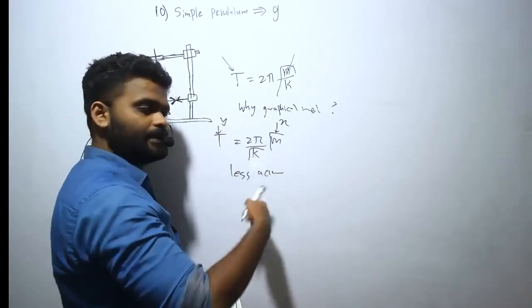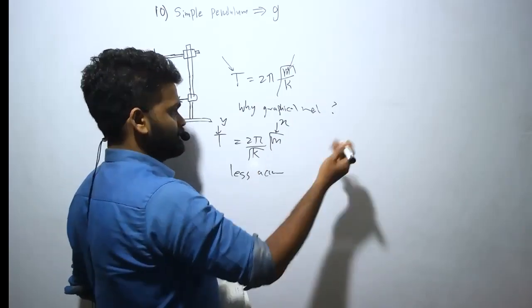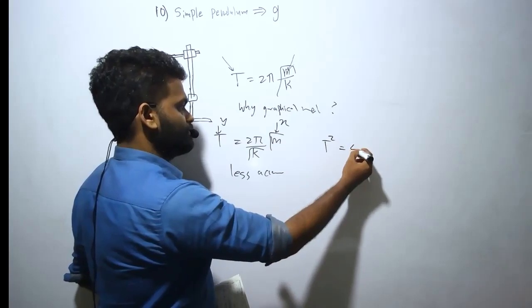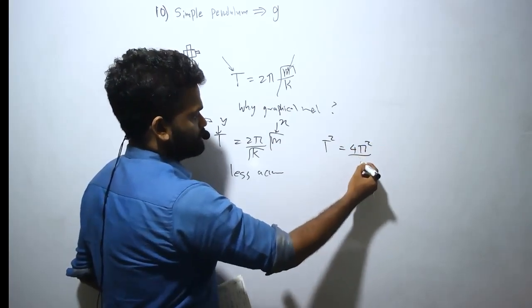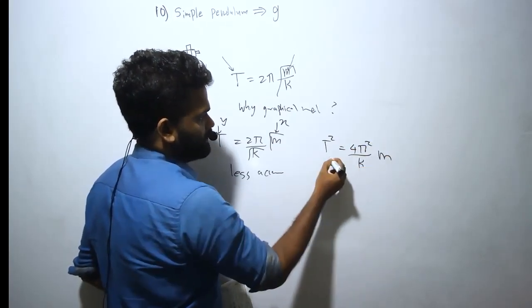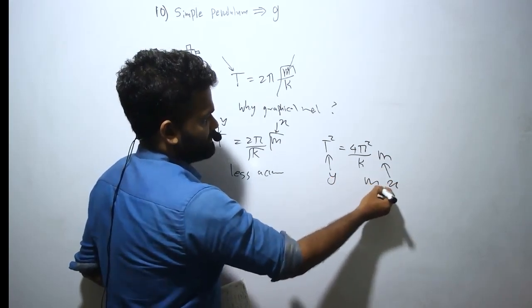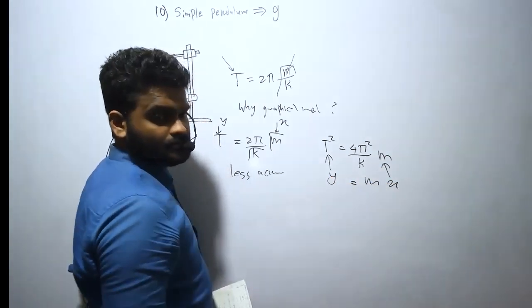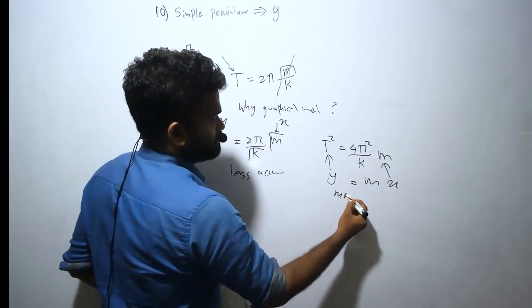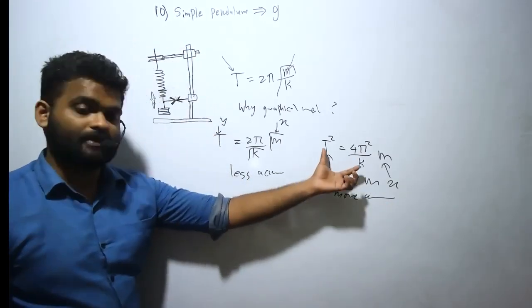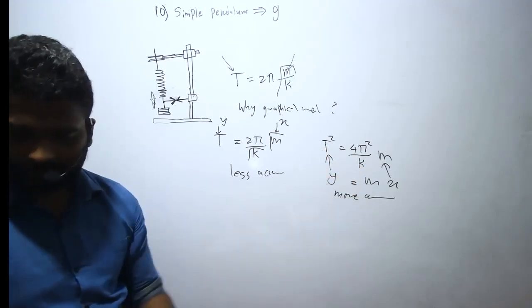To prove that we need error analysis, that is out of the syllabus. But saying this is more accurate is enough. T squared equals 4 pi squared divided by k times m. So this is used as y, this is as x, and this is as m. This is more accurate. Take it down. So we square this both sides.